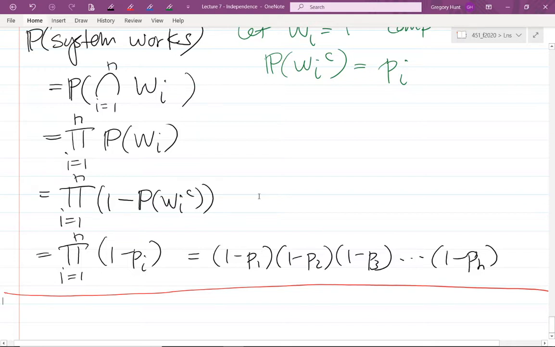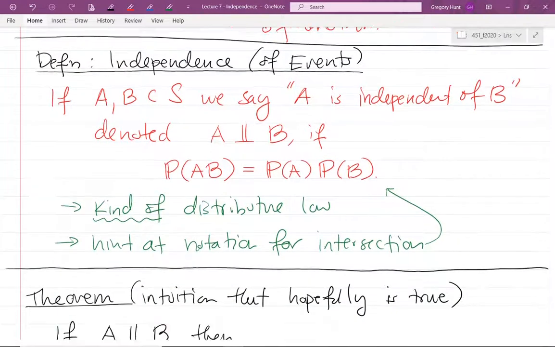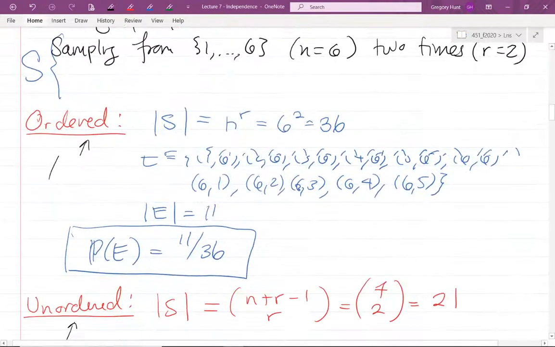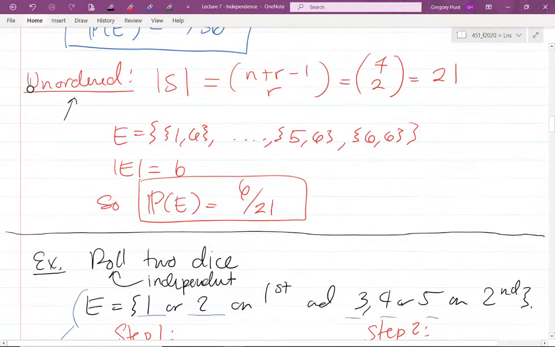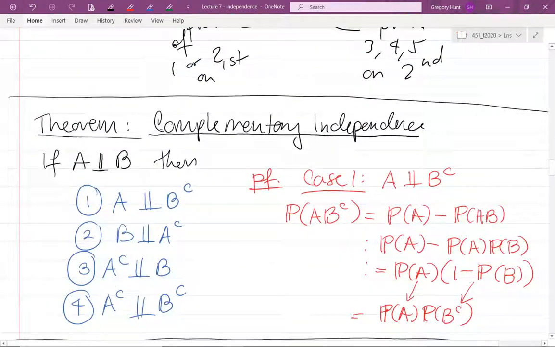So I'm going to stop the lecture there. I think we're a little under time today, but we went a little bit long last time. So just as a recap, we talked about independence today. We talked about the formal definition of what independence is. We talked about some intuitions. We looked at some examples and talked about its relation to how we solve some of the counting problems.